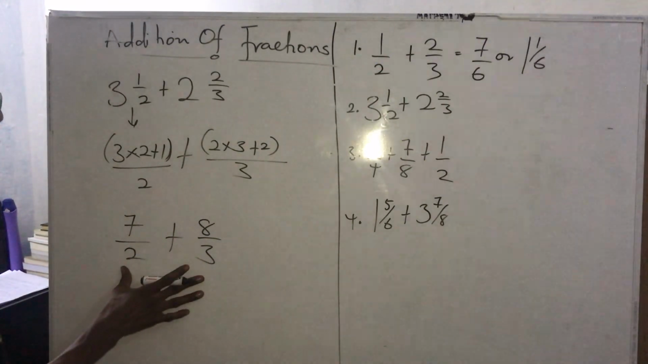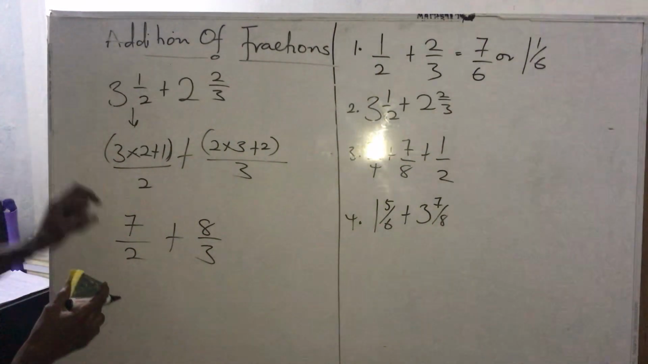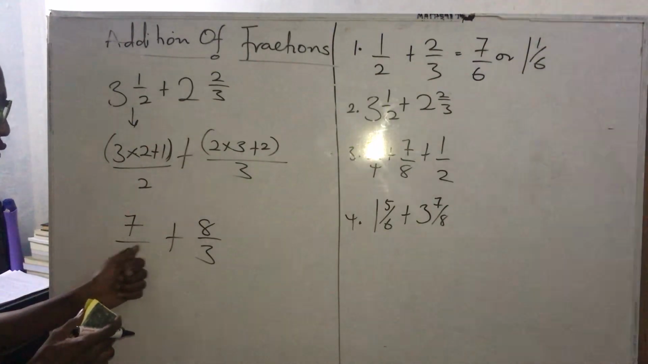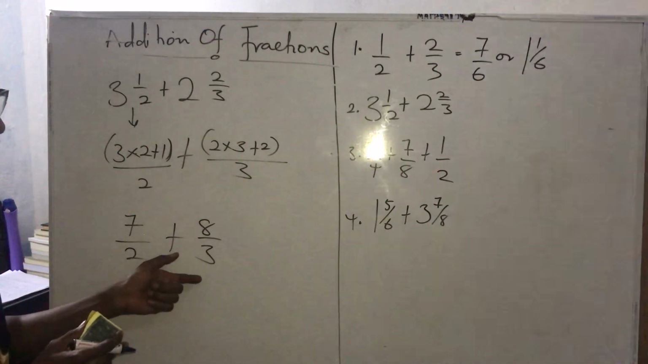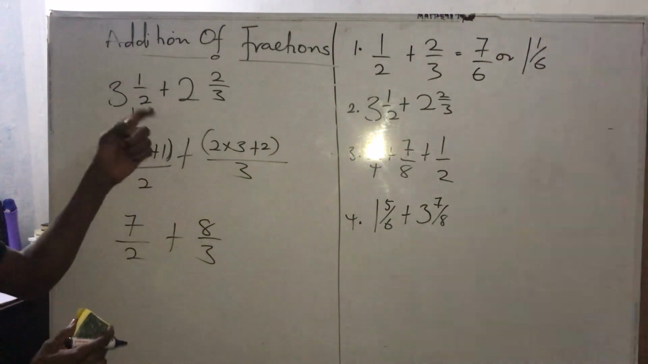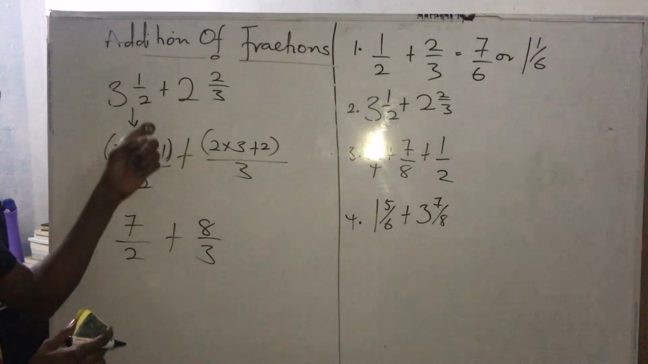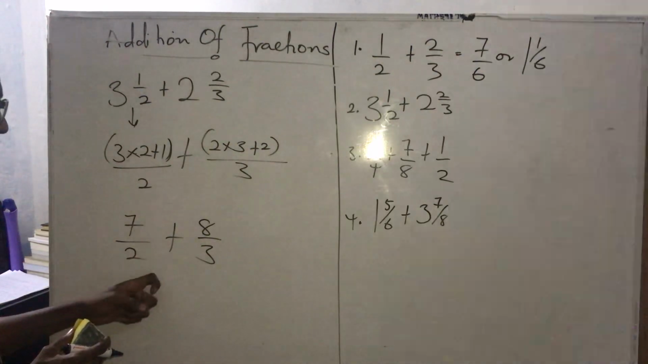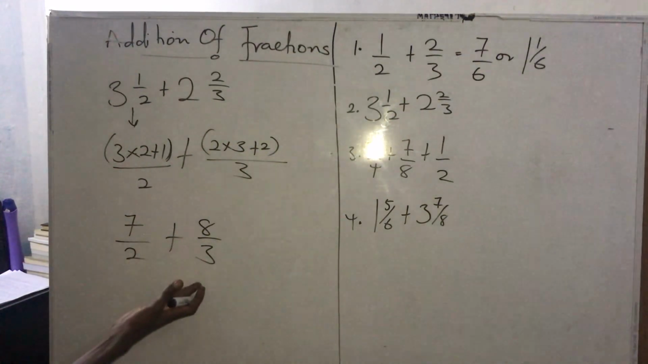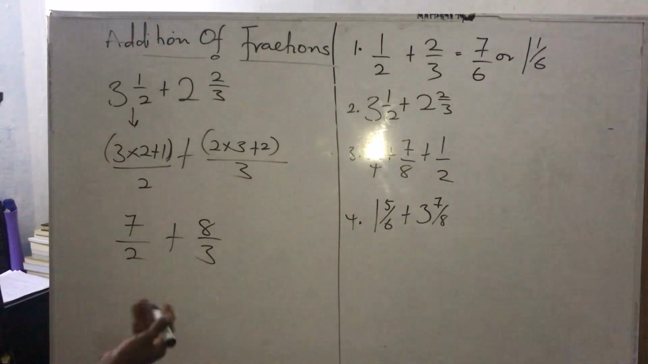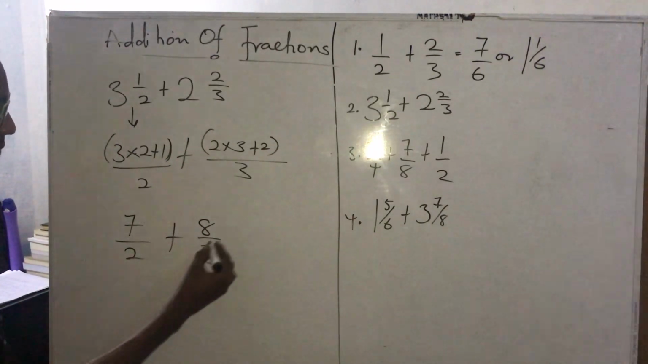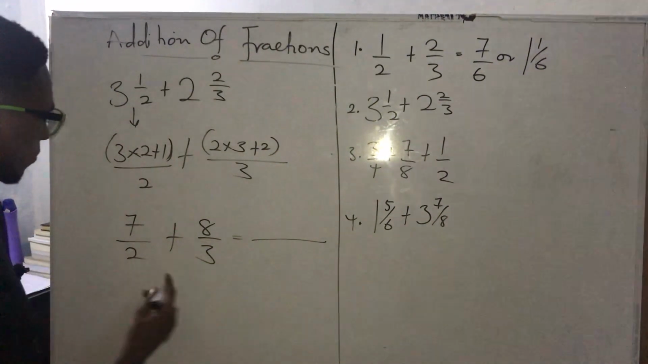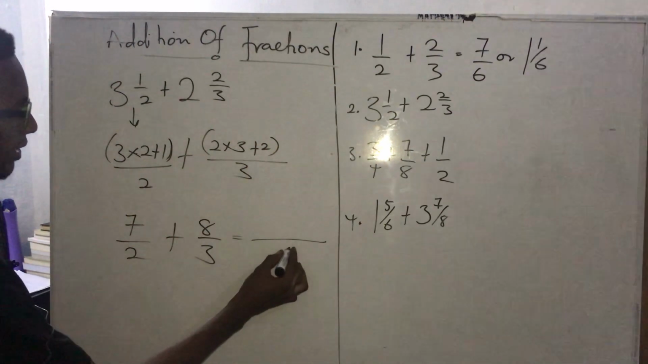So this is the same as this. If we change these two improper fractions into mixed fractions, this is what you are going to get. So we are changing this mixed fraction to an improper fraction. We are getting this. Since we have this, we can easily work with it. So we'll have to find the LCM. The LCM for 2 and 3 is 6.